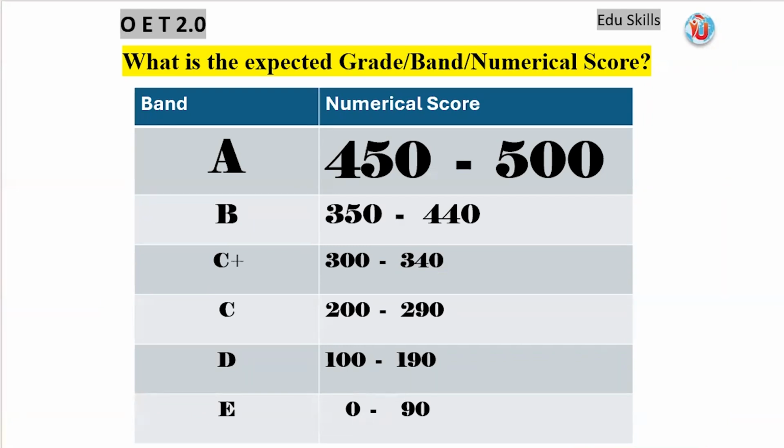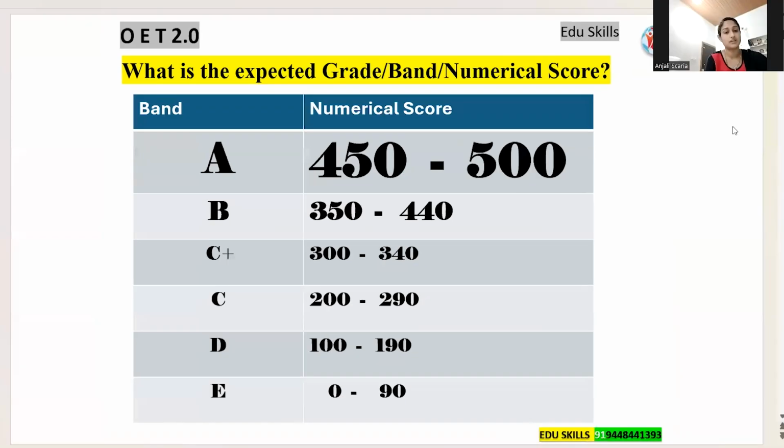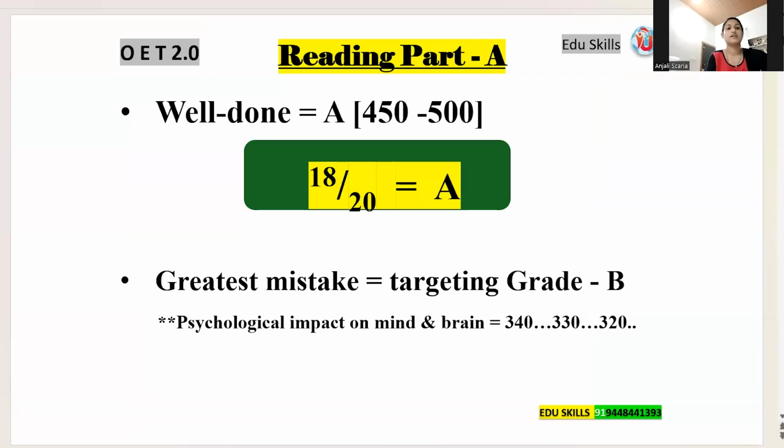If we always aim for grade A, we can achieve a 450 to 500 score, and we will get a good score in every module. It's not only regarding reading part A, it's for every module. As you all know, there is a connection between our physical mind, our psychological mind and brain. If we think about grade B, we won't get enough score to pass the OET. So always aim for grade A.